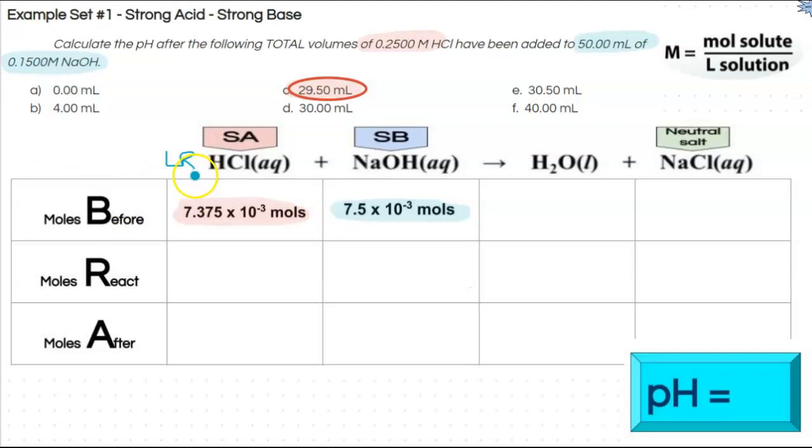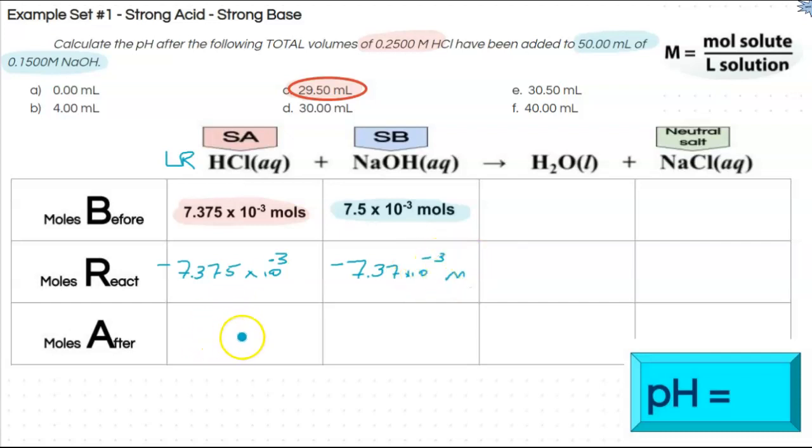Because I have hydrochloric acid as my limiting reactant, the definition of limiting reactant is that it will be entirely used up. So I'm going to lose all 7.375 times 10 to the negative third moles of acid. And I'm going to use up the same amount of the sodium hydroxide. So I'm going to use up 7.375 times 10 to the negative third moles of the base.